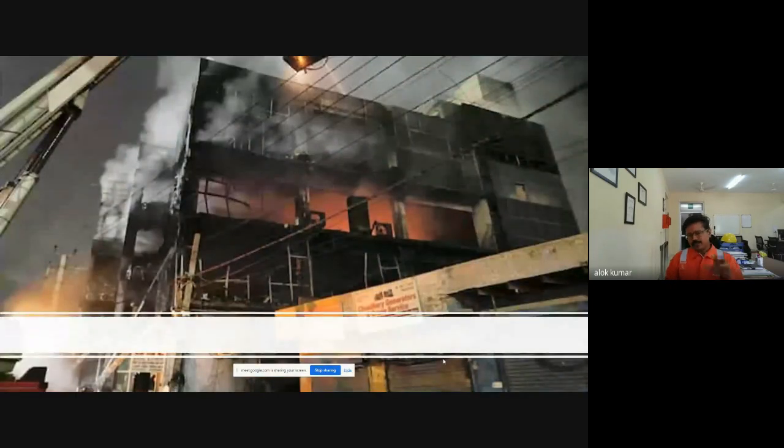Moving on to the next, this is a picture of a fire incident that happened in India in May 2022. Basically, you all can see this is a building fire. But can anyone from your side tell me which incident I am talking about from this picture?